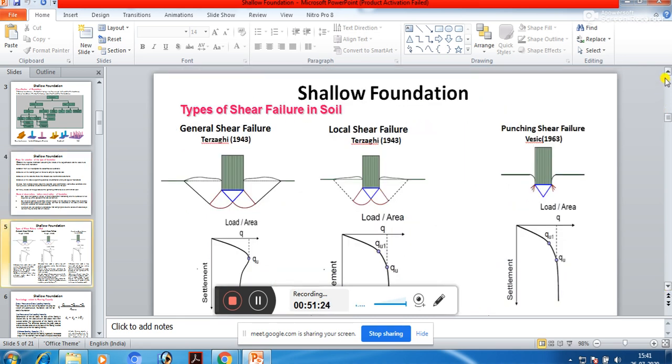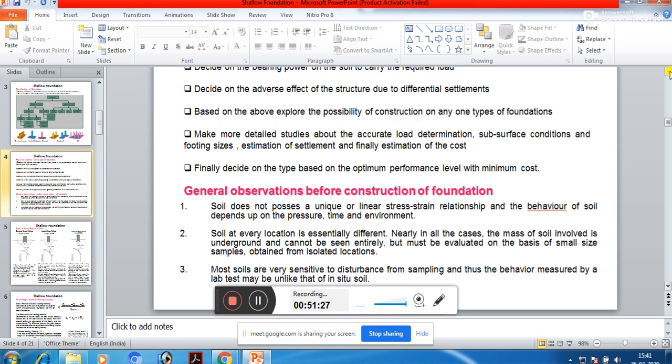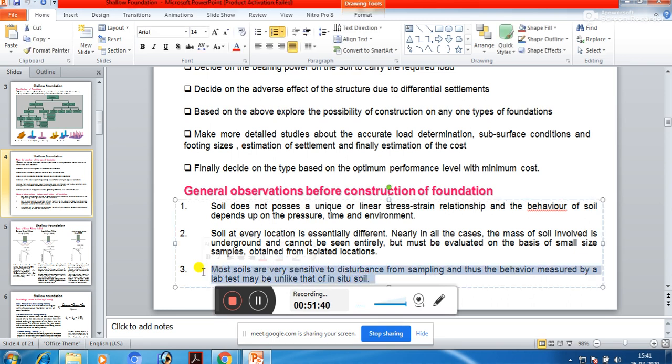And the last thing you must see is that most soils are very sensitive to disturbance from sampling, and thus the behavior measured by a lab test may be unlike that of in situ soil. This is very important. What does it mean? It means that when you collect the soil sample, you should be very cautious, because while collecting the sample itself, the soil strength parameters get a little bit disturbed. So either you will have to take care about the disturbance, or you will have to take help of some in situ testing. In situ means you test it at the site only.